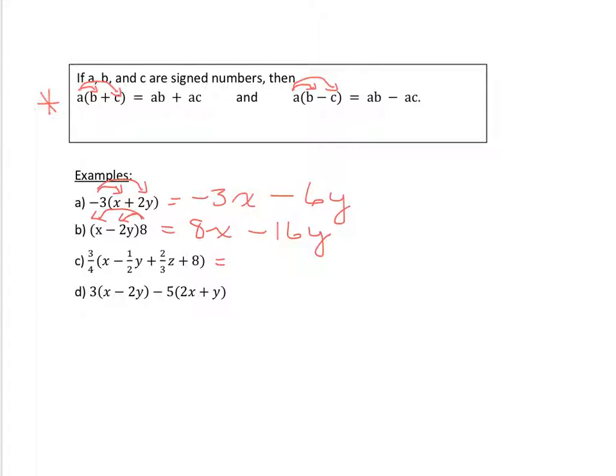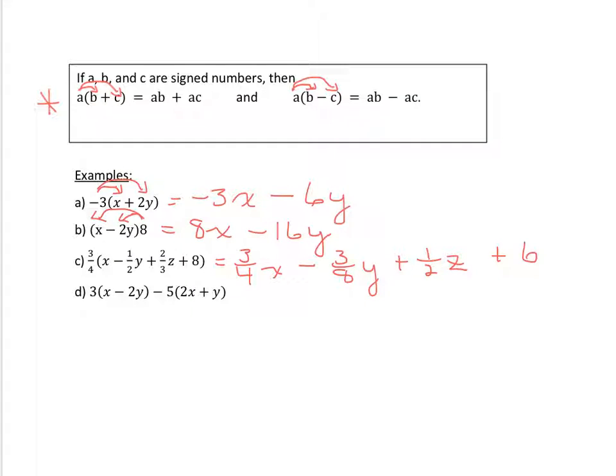So in this case, I've got 3/4 times x, so I've got 3/4 x. And then I've got 3/4 times negative 1/2 y, so that'll give me negative 3/8 y. And I've got 3/4 times 2/3 z, which is going to give me 6/12, which is 1/2 z. If you can get into lowest terms on your first go, you don't have to spend extra time simplifying some of the terms. And 3/4 times 8, or 3/4 of 8, gives me 6.